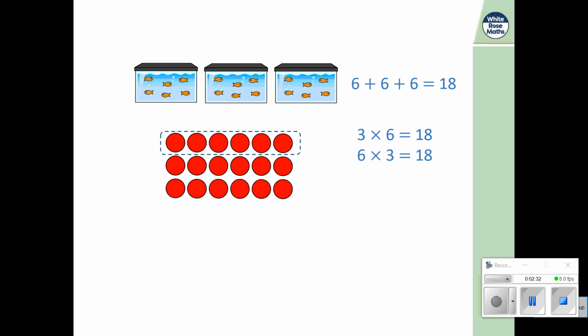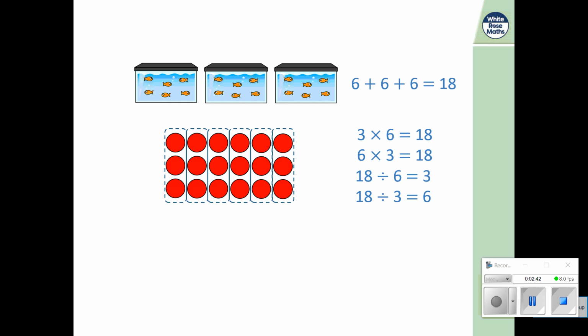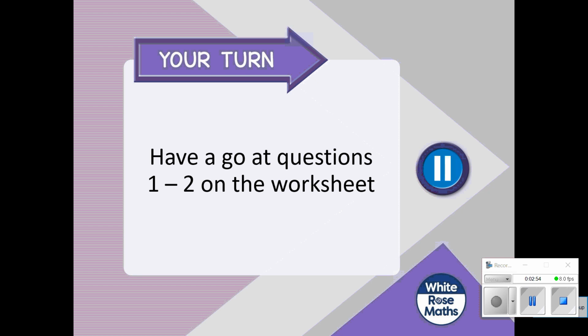There you go. That's 1, 2, 3 groups of 6. 3 times 6 is 18. Or 6 groups of 3, which is also 18. Now, if we want to talk about related division facts, we've got 18 in total. If we divide them into groups of 6, we know there are only 3, but if we divide those into groups of 3, we know there are 6. Okay, so pause your video here and have a go at questions 1 and 2.